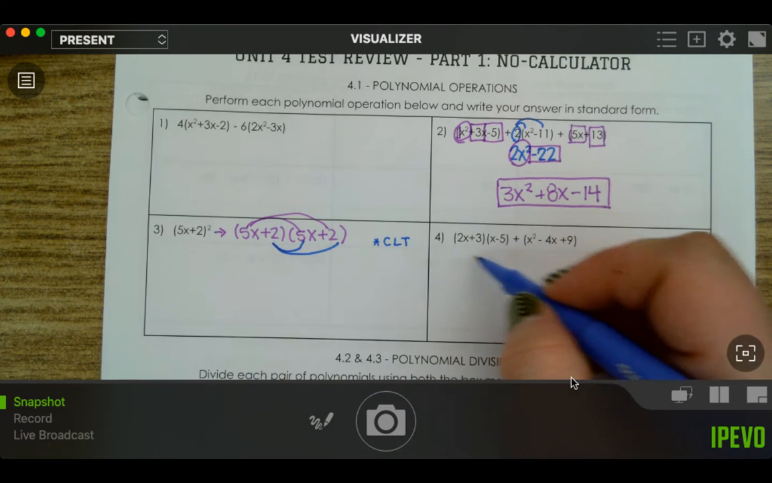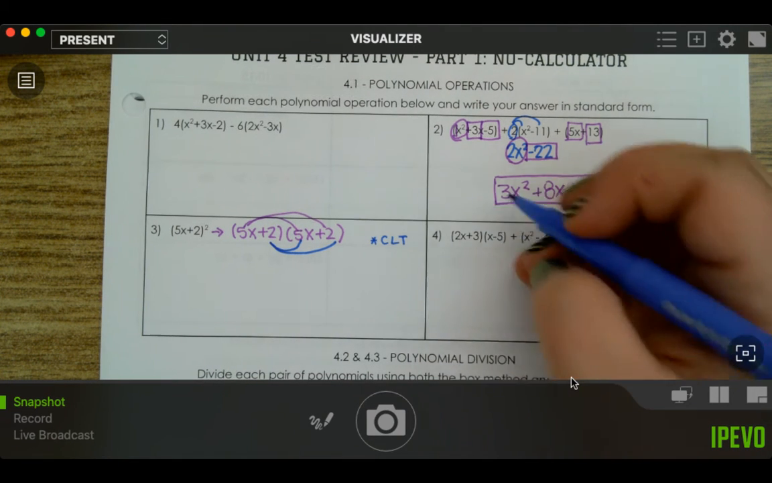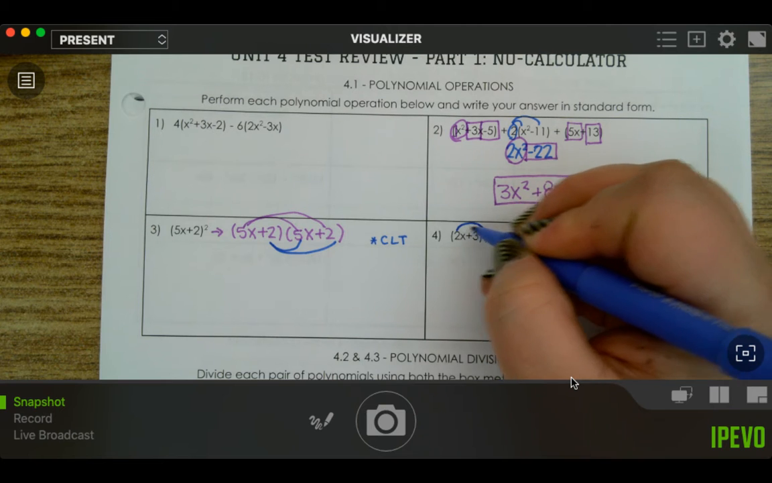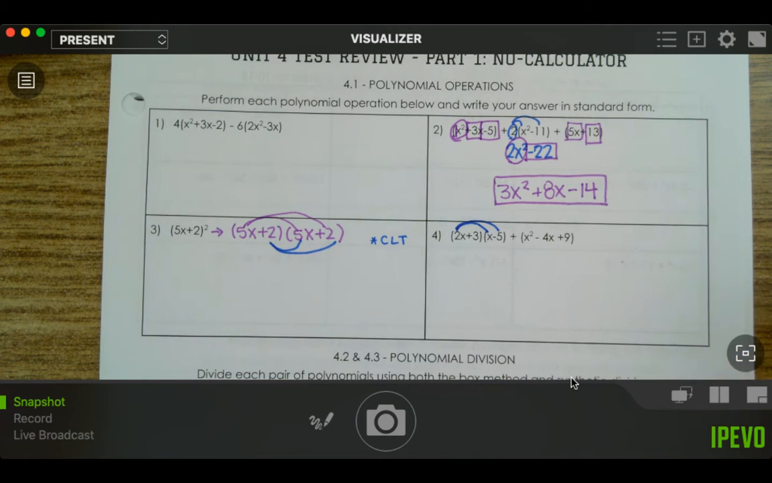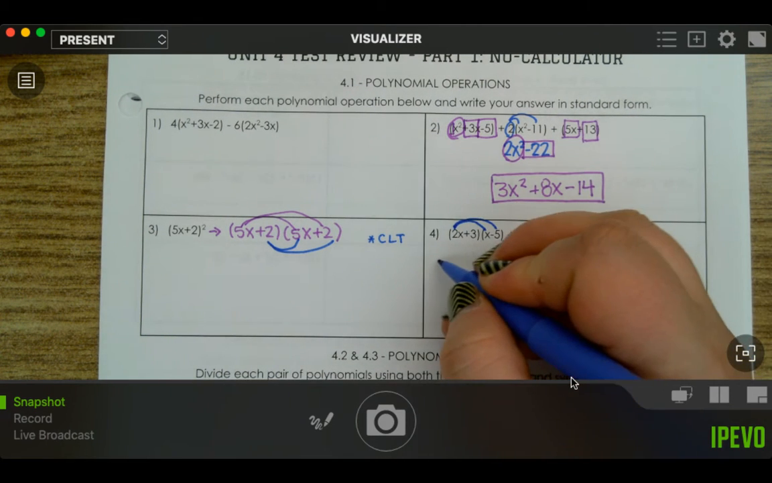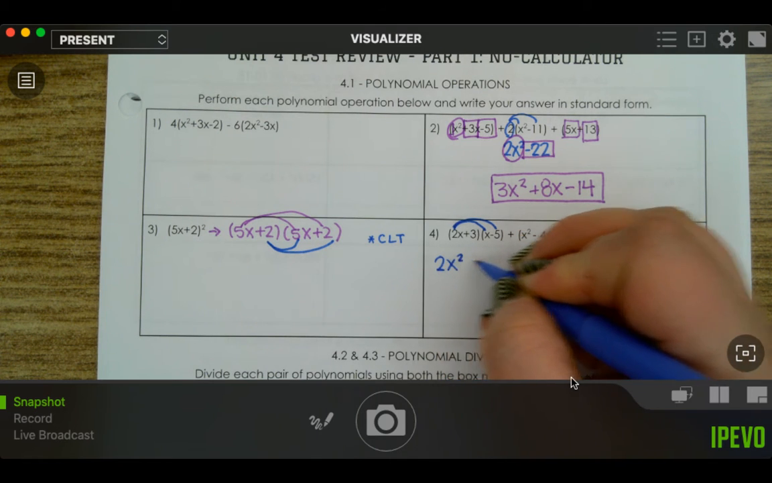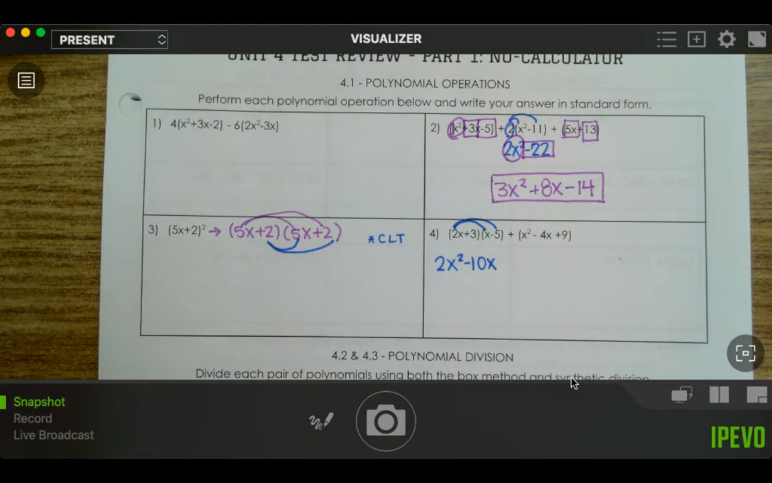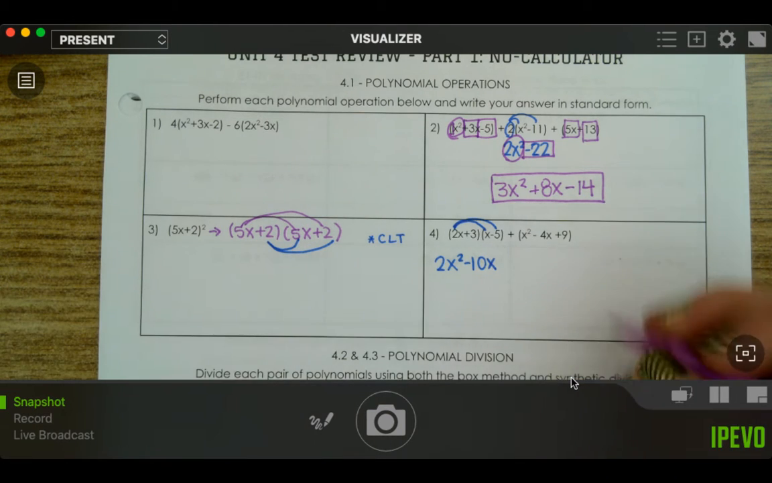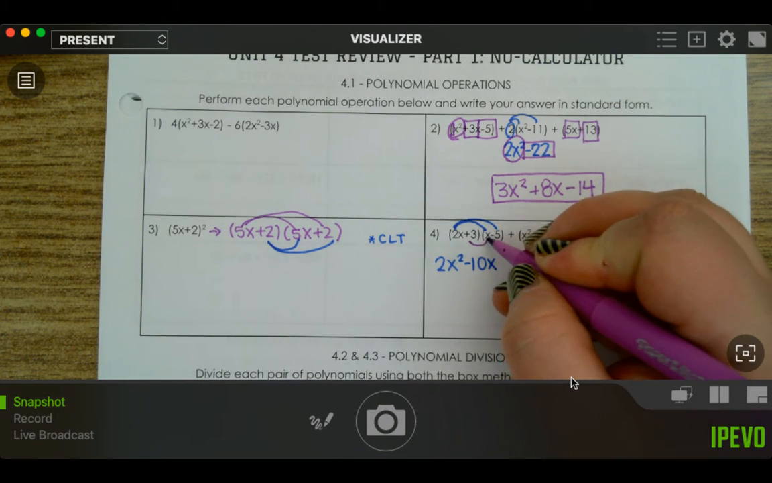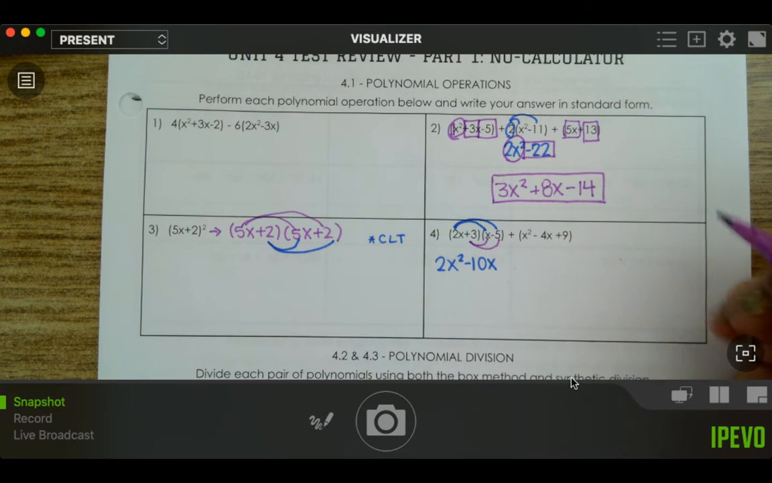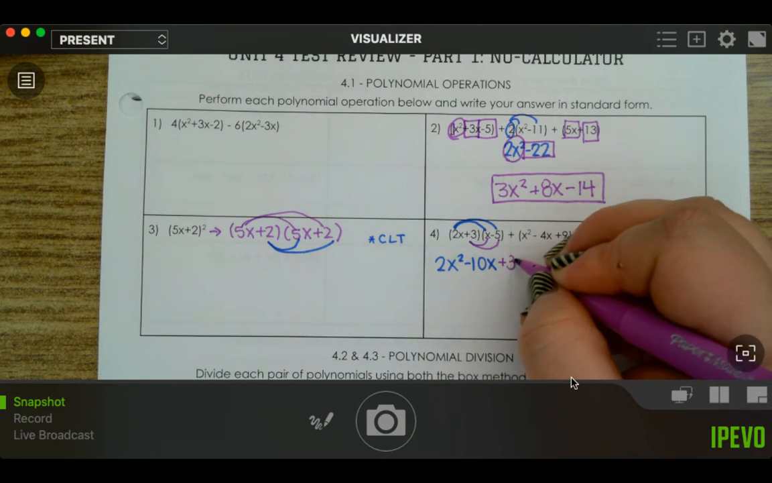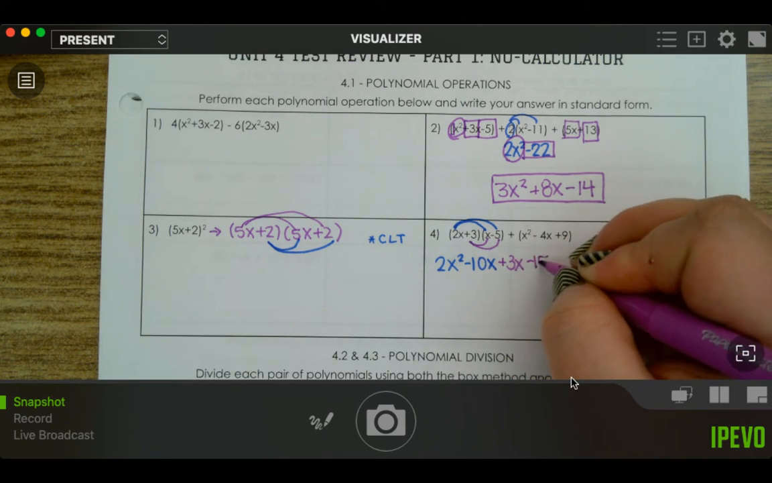You're going to multiply these two together. You're going to take this 2x times x and 2x times negative 5. That's going to make 2x squared and negative 10x, because 2 times negative 5 is negative 10. And then you're going to take the 3 and multiply it to both of those, which is going to make 3x and negative 15.